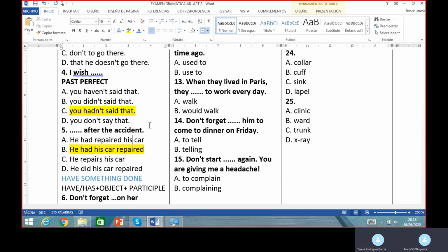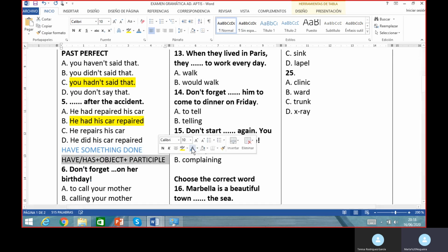So for example, he had his car repaired. Él tuvo, traduzco literal, él tuvo su coche reparado después del accidente, pero significa "le repararon el coche", es decir, se lo hicieron en un taller, no lo hizo él. Si lo hubiera hecho él, habría puesto he repaired his car. Pero si damos a entender como que lo ha hecho otra persona, ponemos esta estructura. Okay, so this is different.